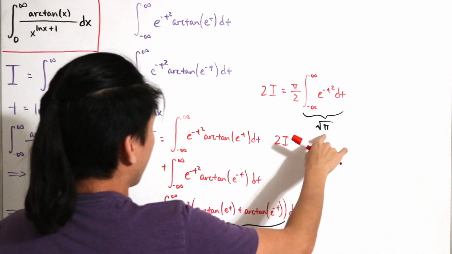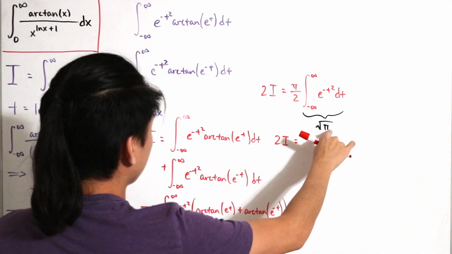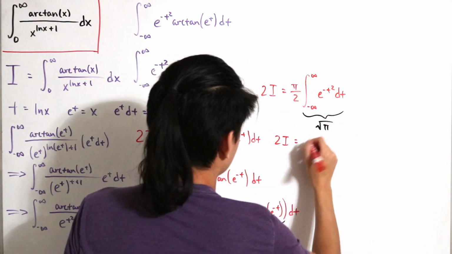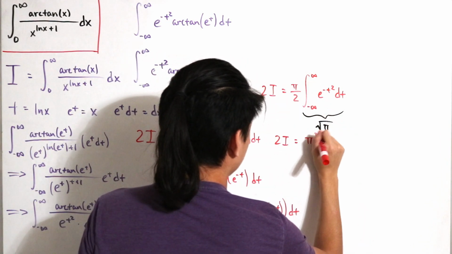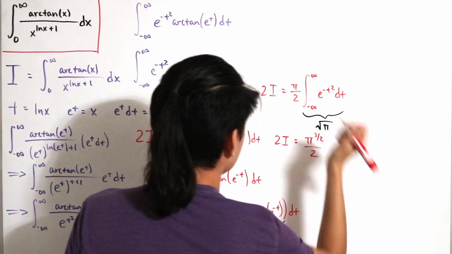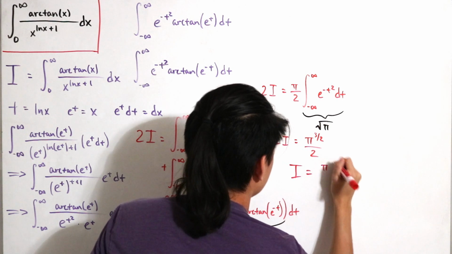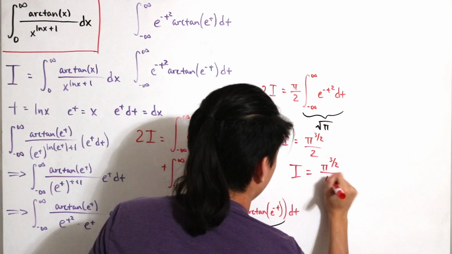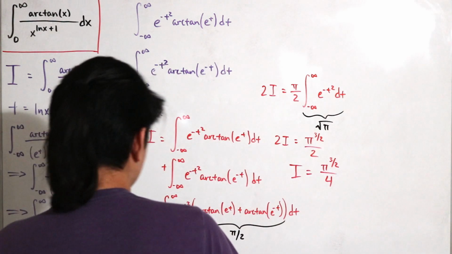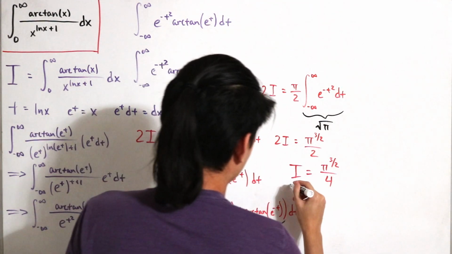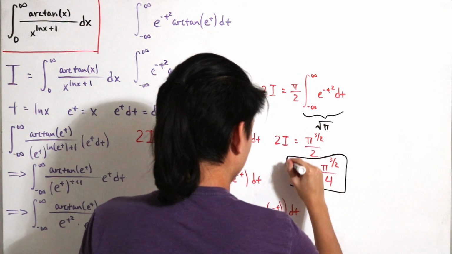So if we do all this, 2I equals pi over 2 times the square root of pi, and then I'm just going to change this into the form of an exponent, so we just add the exponents. We have 1 plus 1/2, so this is just pi to the power 3 over 2, and then divided by 2. Then all that's left is to divide 2 on both sides, so we have that I is equal to pi to the power 3 over 2 divided by 4, like so. And there we have it, the final answer, drawn in the black box.